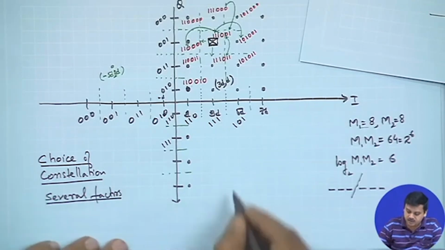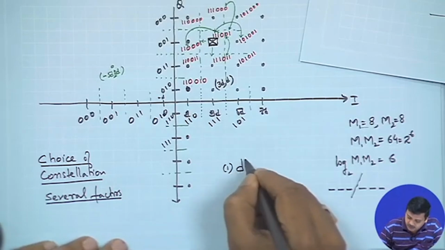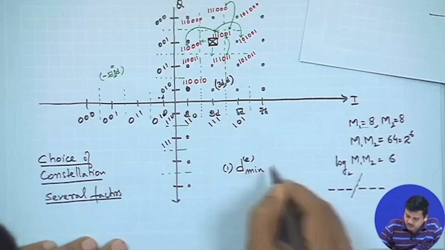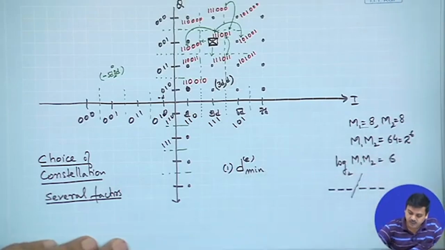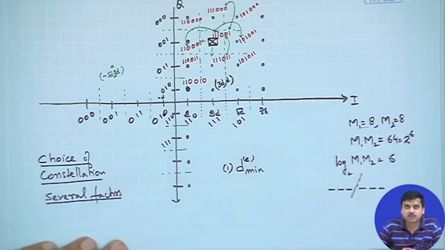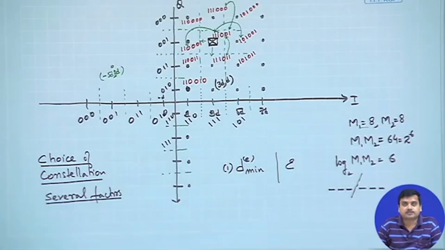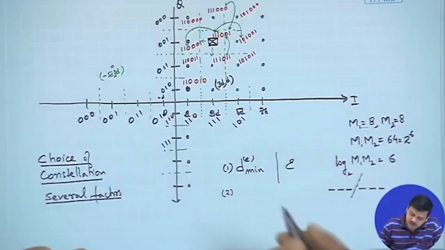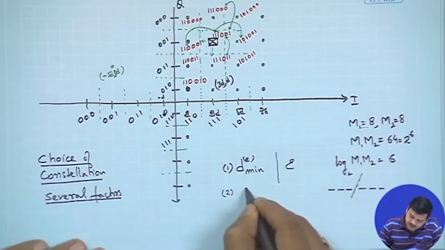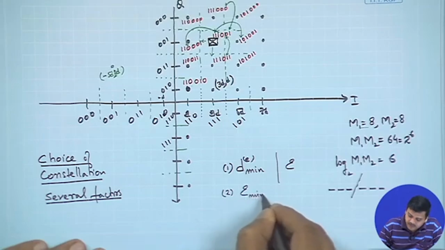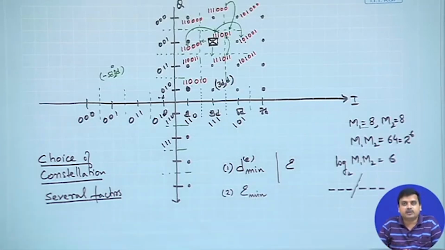Among several factors, one of them could be the minimum Euclidean distance, d min. That means you are talking about the minimum Euclidean distance between two constellation points, constrained by a certain energy of the constellation. So, we would like to keep the distance between two constellation points as far apart as possible with a certain energy constraint. There could be another condition that you would like the constellation which has minimum energy. It depends upon the particular requirement.